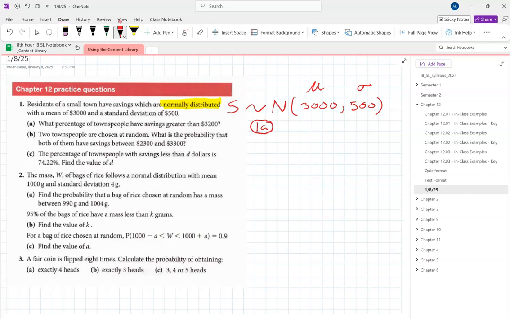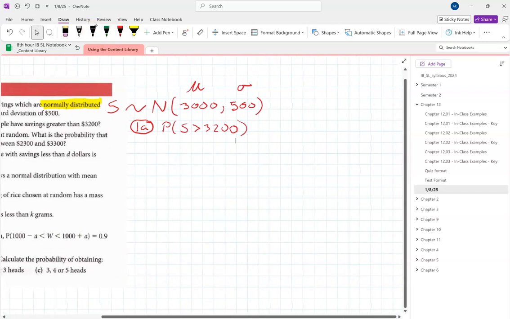It says then in 1A, what percentage of townspeople have savings greater than $3,200? So that's what we want, right? The probability that S, which represents the amount of savings, is greater than $3,200. Everybody's okay with that idea?